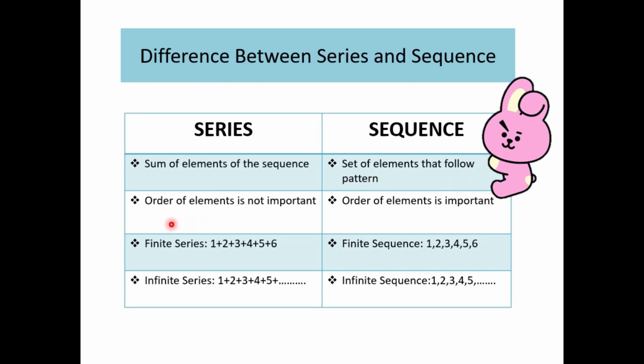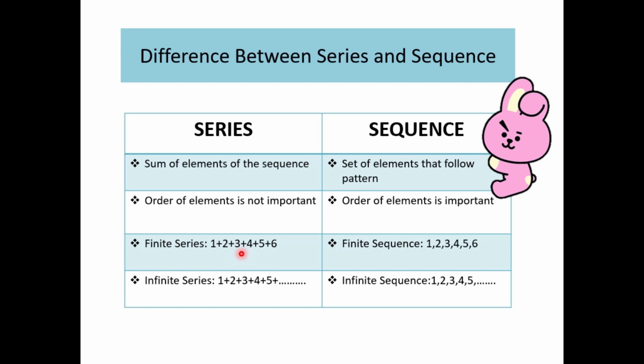Then for series, the order of elements is not important. And for sequence, the order is important. Not just important, but very important. For series, we have an example, finite series. Here we have 1 plus 2 plus 3 plus 4 plus 5 plus 6.